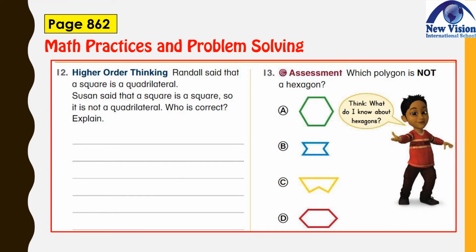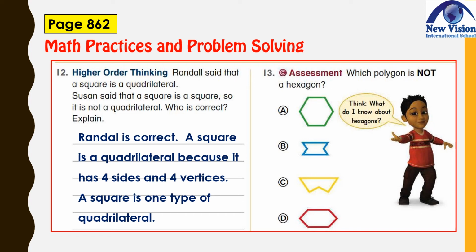Number 12. Higher order thinking. Randall said that a square is a quadrilateral. Susan said that a square is a square, so it is not a quadrilateral. Who is correct? Explain. Randall is correct. A square is a quadrilateral because it has 4 sides and 4 vertices. A square is one type of quadrilateral.